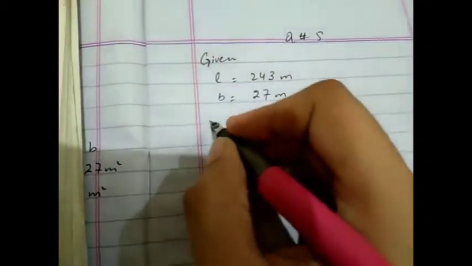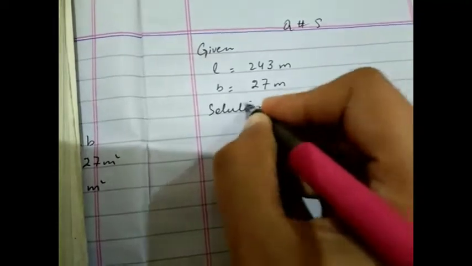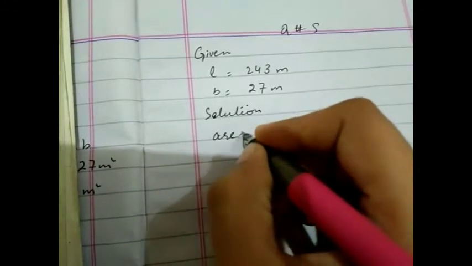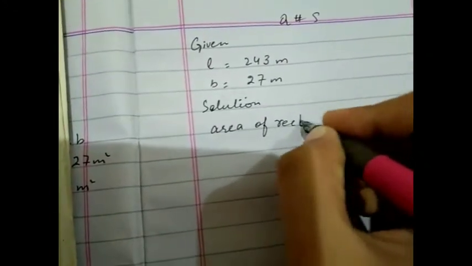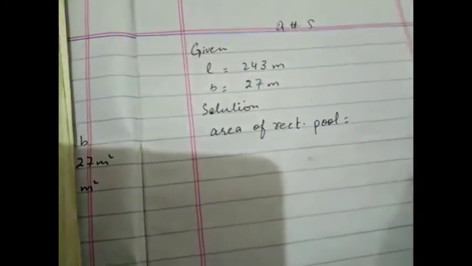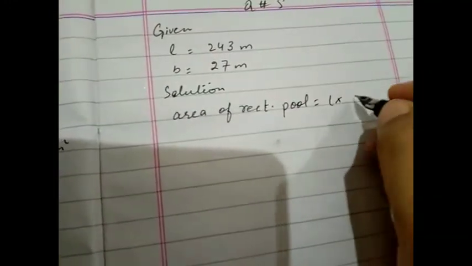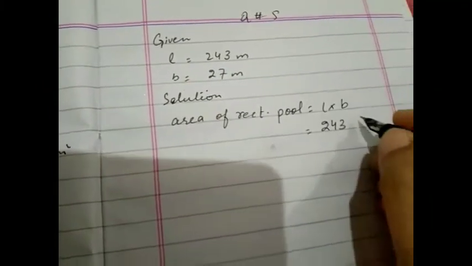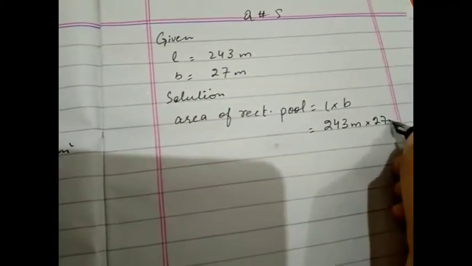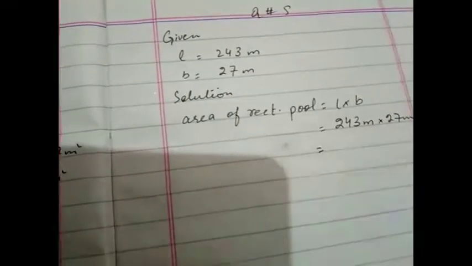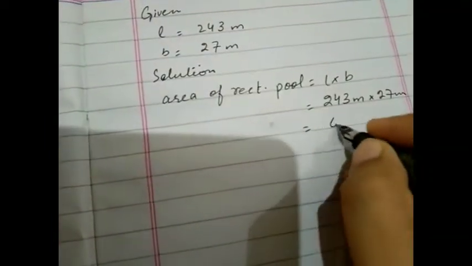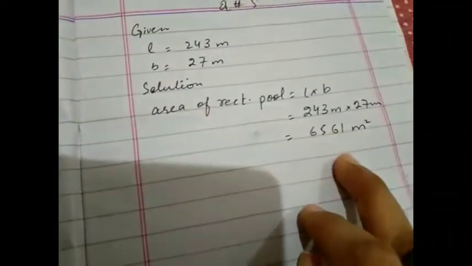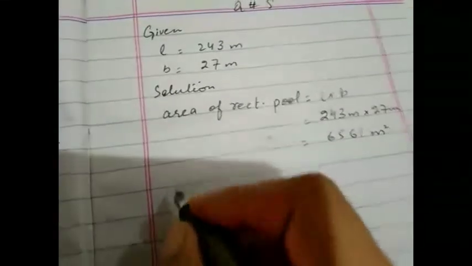L and B are given. Let's start the solution and find the area of this rectangular pool. Area of rectangular pool: as we know, area is L multiplied by B. So I will multiply 243 meters and 27 meters. The answer will be 6561 meter square. It is the area of the rectangular pool.